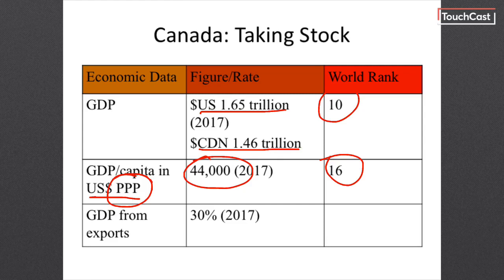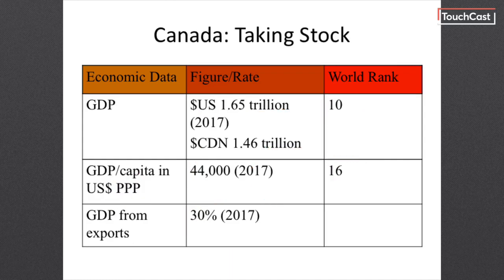Now, this last piece is important for us. The GDP from exports, 30% in 2017. So roughly one third of Canada's GDP is export dependent. So that's a big driver for Canadian foreign policy, right? Because the whole concern about the future of the trading system, about the importance of trade for Canada, trade opportunities, trade institutions, trade agreements, all of that is wrapped up in the crucial importance of trade for Canada's economy.